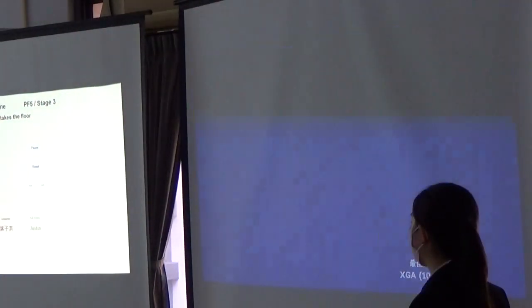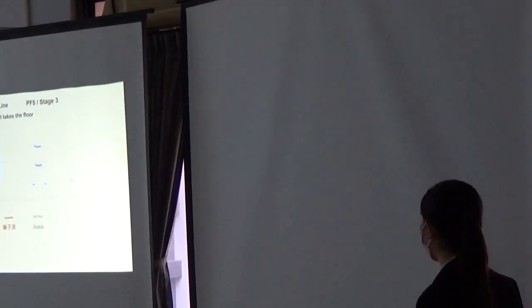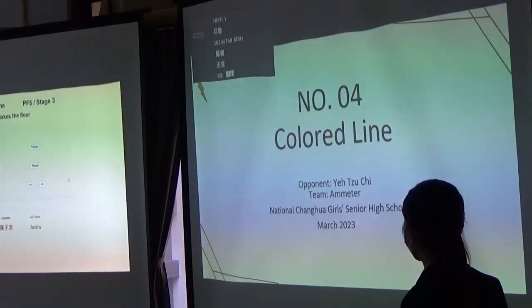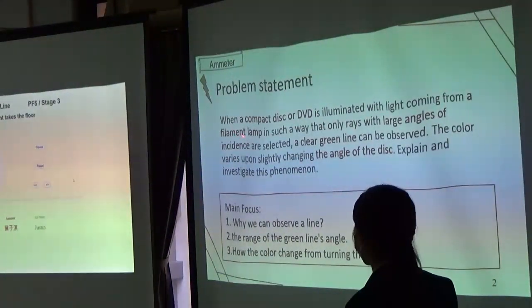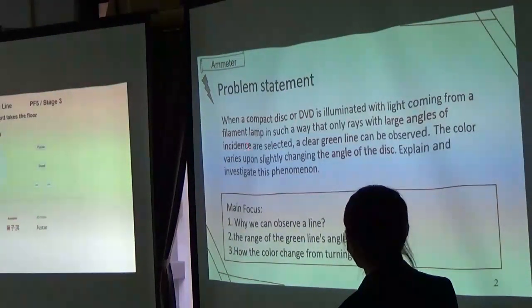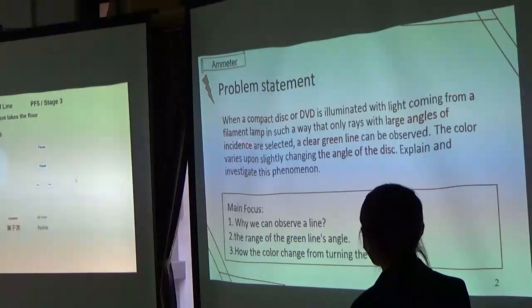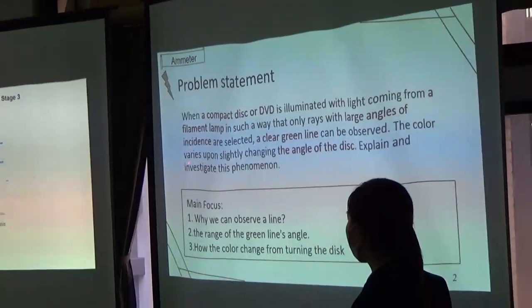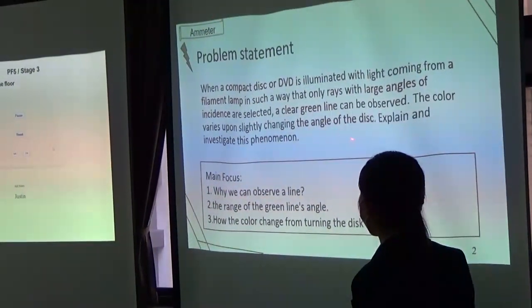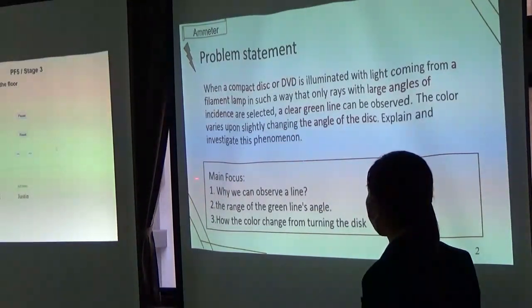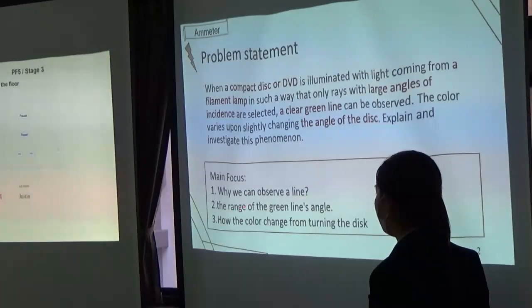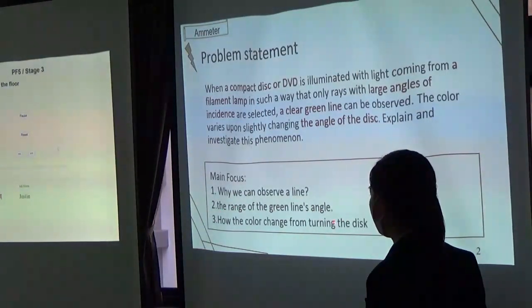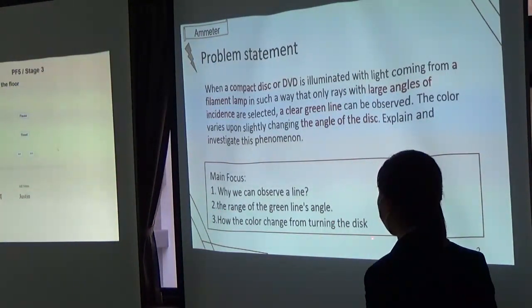Okay, the opponent take the floor. Hello everyone, I'm the opponent Yezichi in Team Emitter for number 4, color line. And here is our problem statement, and we are focused on the compact disc or DVD, the wavelength of the light source, the large angles of incidence, and the clear green line, and the angle of the disc here. And our main focus first is what we can observe here, the range of the green line's angle, and how the color changes from turning the disc.